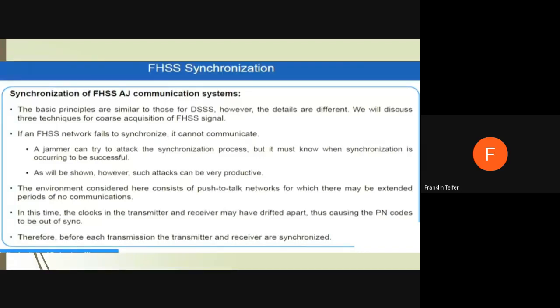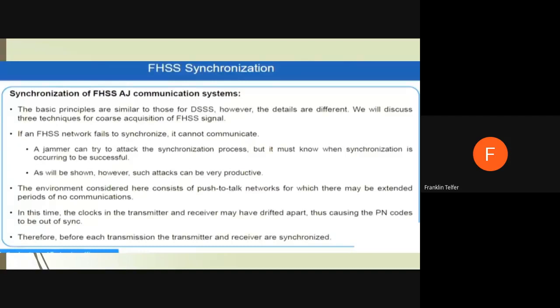If an FHSS network fails to synchronize, it cannot communicate. For example, if it cannot synchronize its PN sequence between the receiver and the transmitter, it cannot communicate. In a channel, the PN sequence is shared. The receiver and the transmitter know the PN sequence code, in such a way that the message signal is received. If synchronization is not performed properly in a network, there may be a chance of data being lost.